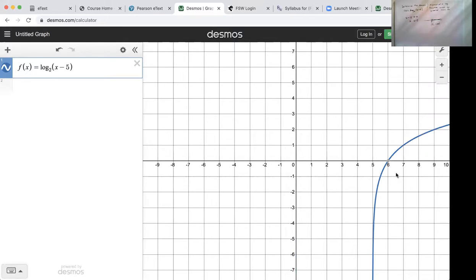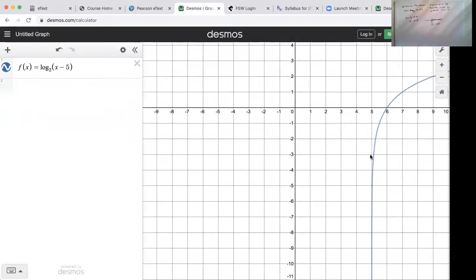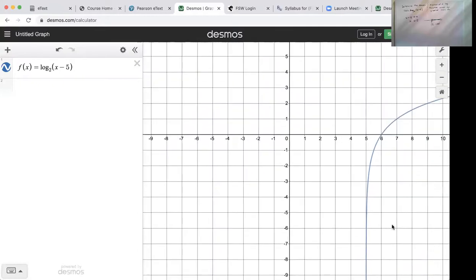Can you see that indeed that's our domain? We are never allowed to use 5. The function is getting very, very close to 5, but it never actually gets to 5. So the domain indeed does not include 5. It goes from 5 to infinity.